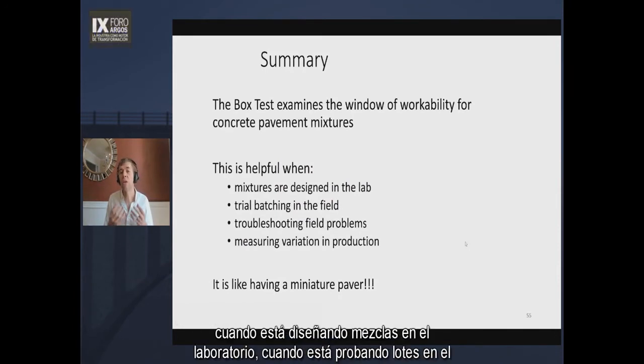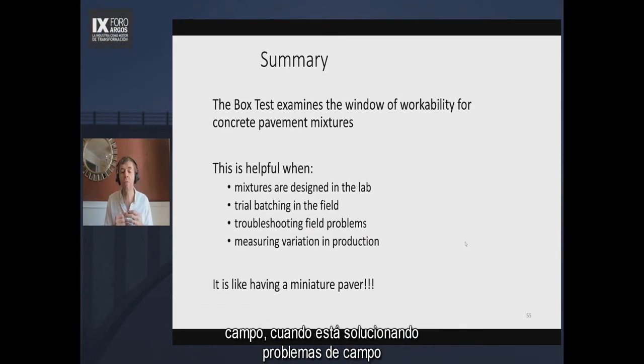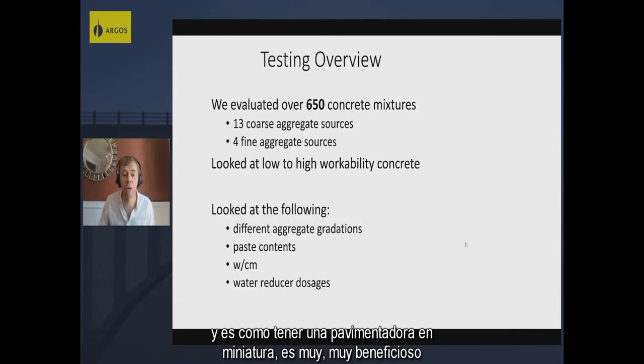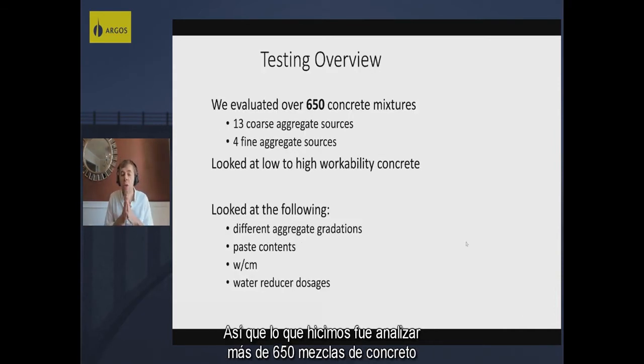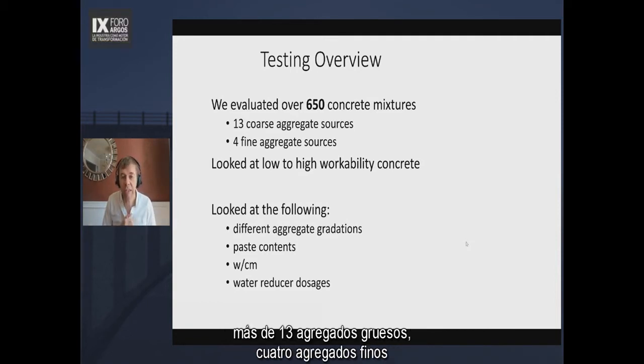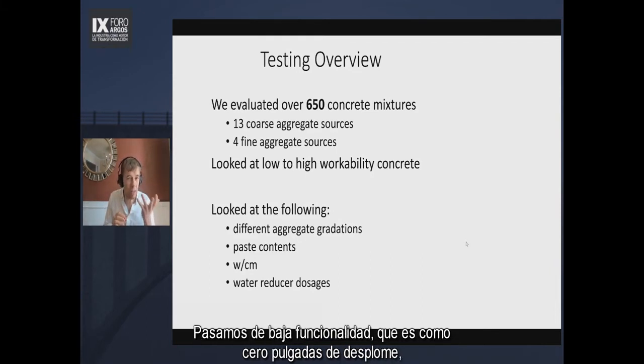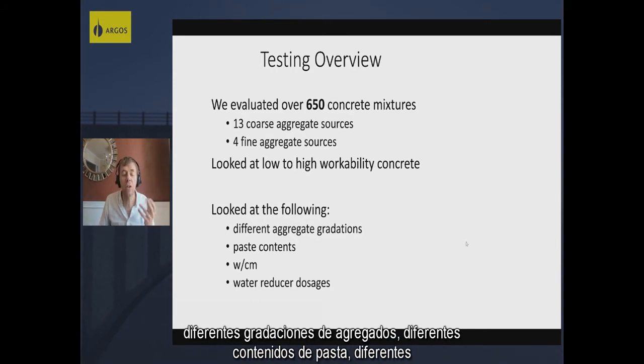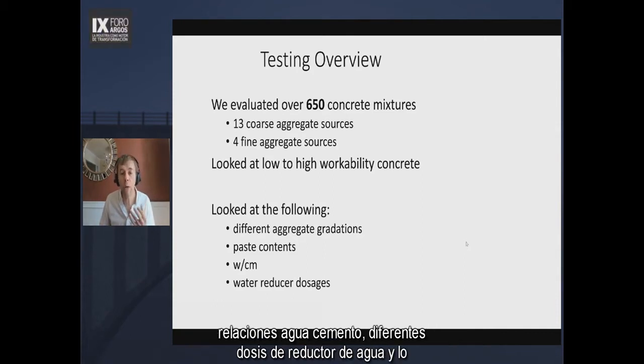It's helpful when you're designing mixtures in the lab, when you're trial batching in the field, when you're troubleshooting field problems, and it's like having a miniature paver. It's very, very beneficial. So what we did is we looked at over 650 concrete mixtures, more than 13 coarse aggregates, 4 fine aggregates. We went from low workability, that's like 0-inch slump, all the way to 8-inch slump, very high workable concrete. We looked at different aggregate gradations, different paste contents, different water cement ratios, different water reducer dosages.